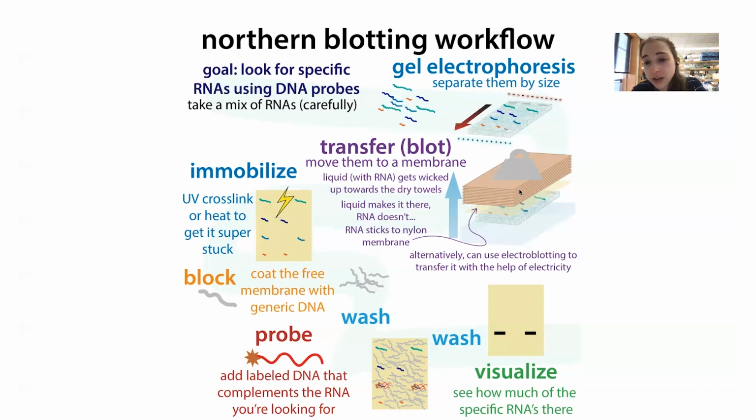There are alternative methods where you can use some form of electroblotting, or you can use some sort of vacuum to try to get the molecules to move more quickly. But this is the conventional method, and you can do this with your DNA or your RNA. This works with agarose, but if you're using a polyacrylamide gel, then you typically need to use electroblotting because the pores of the gel are finer.